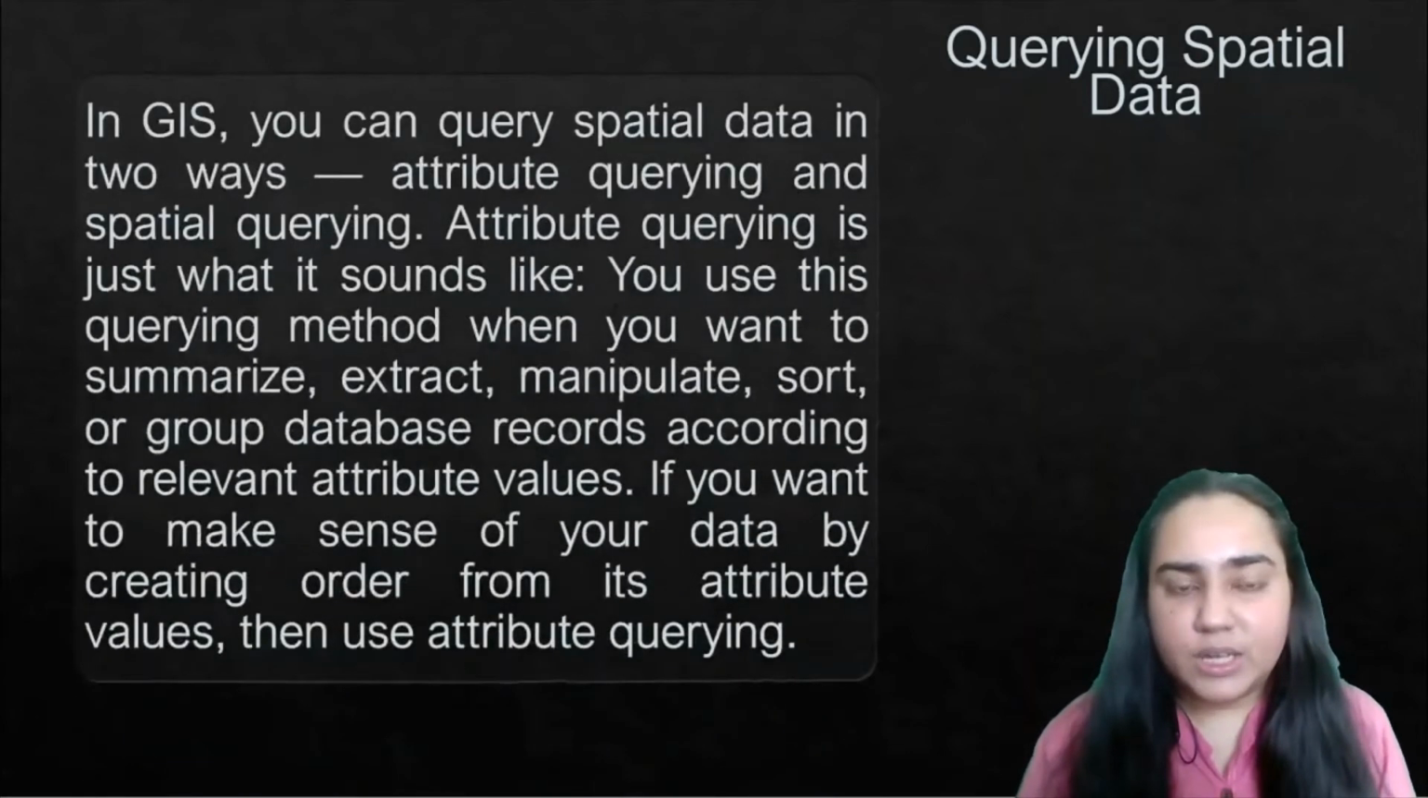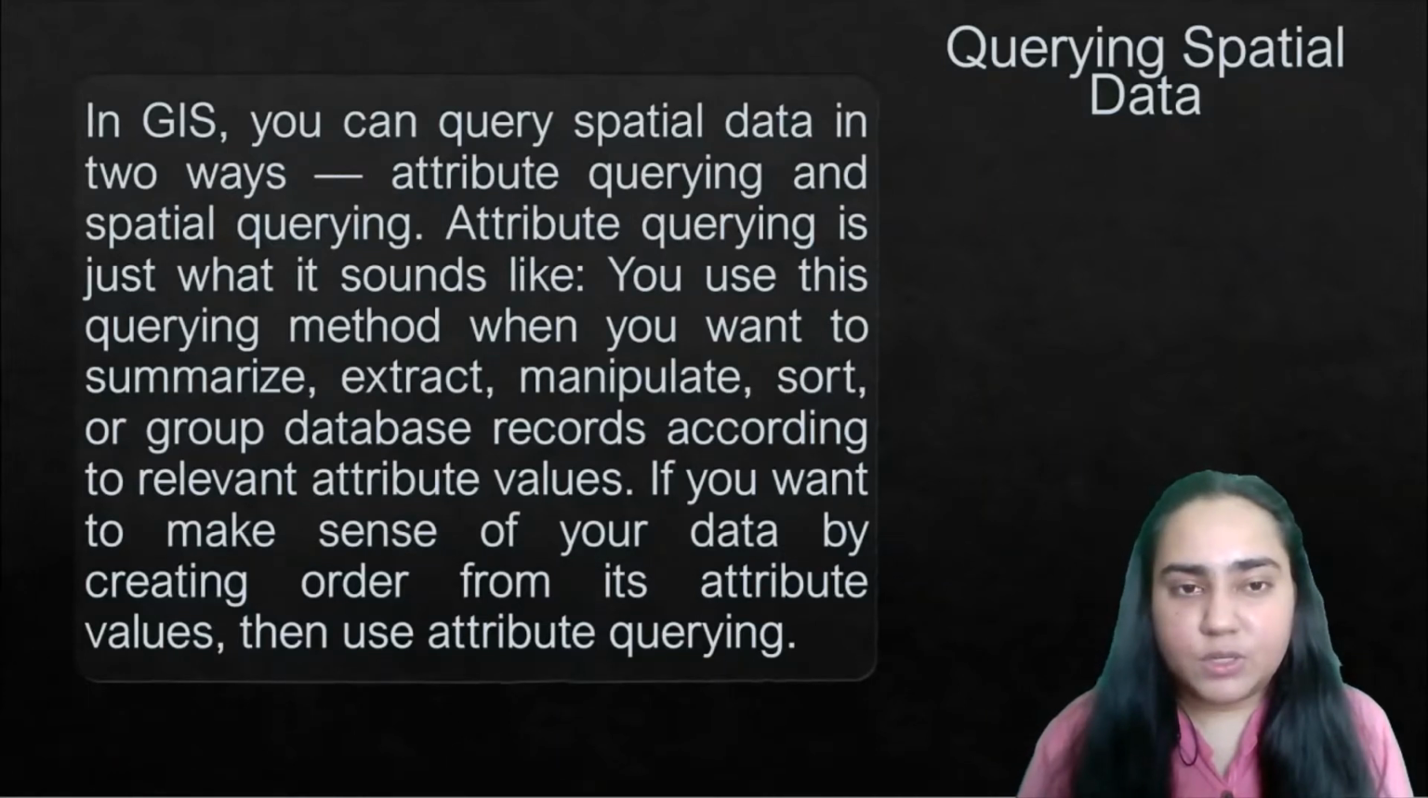The first thing we are doing is understanding how querying spatial data works. So how you can write your queries in order to get valuable information from your data set. In GIS, you can query spatial data in two ways. One is attribute querying and another one is spatial querying.